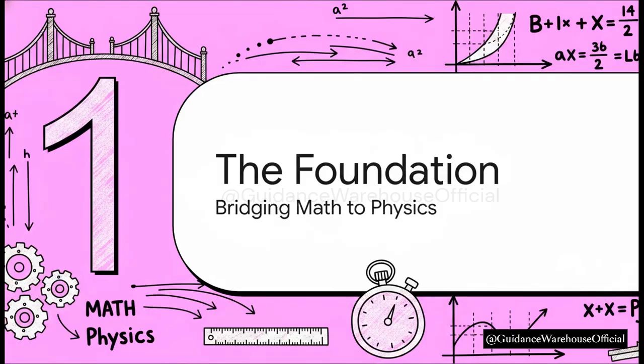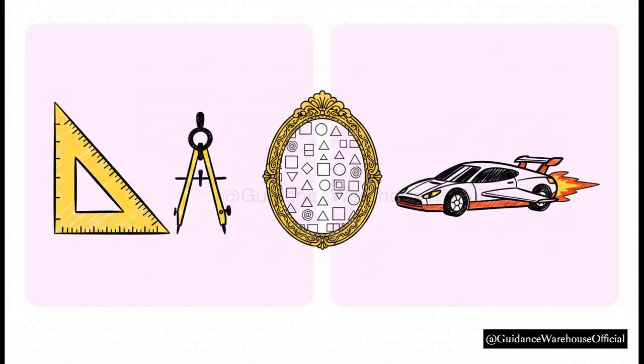Section 1. The Foundation, Bridging Math to Physics. Okay, let's bridge the gap between the math you already know and the physics we're about to decode. On the left side, we've got your classic straight line equation from math class, right? y = mx + b. The m is the slope, and the b is the y-intercept.